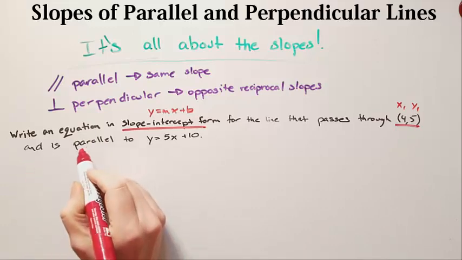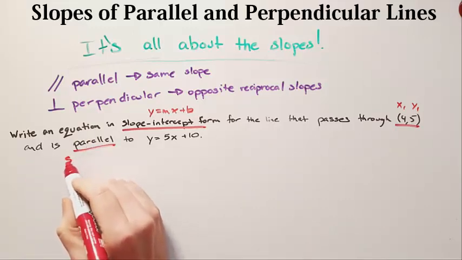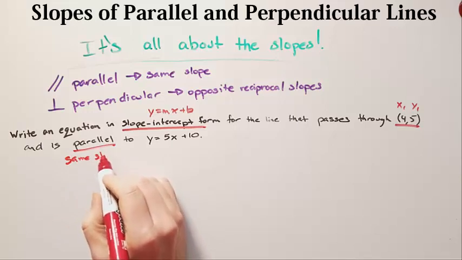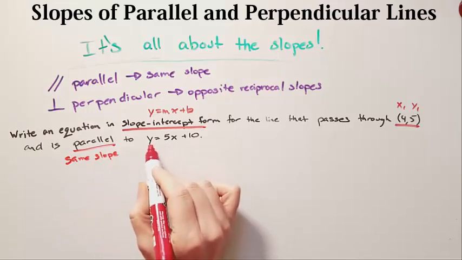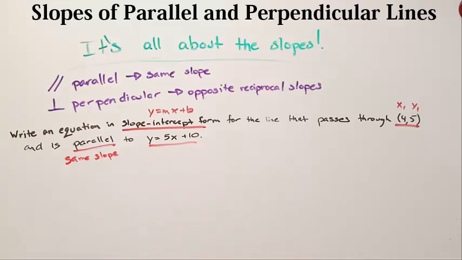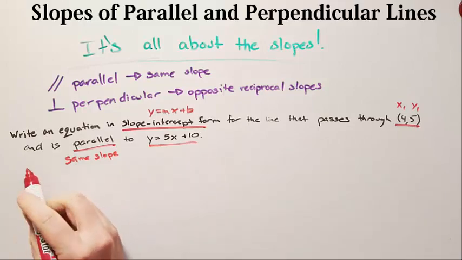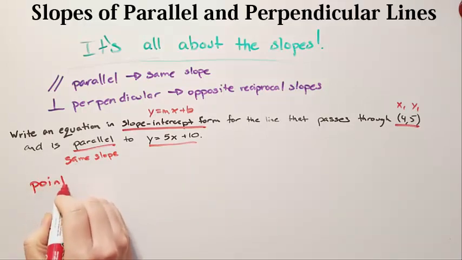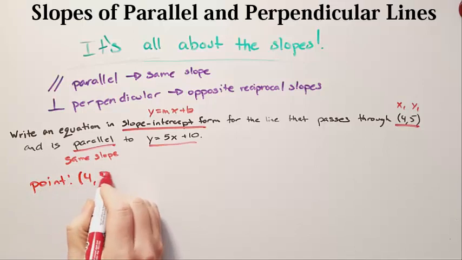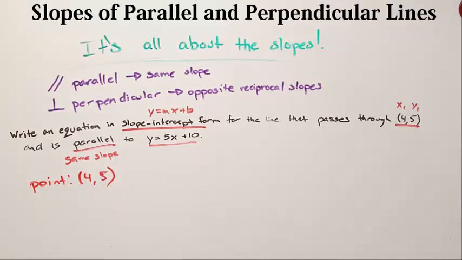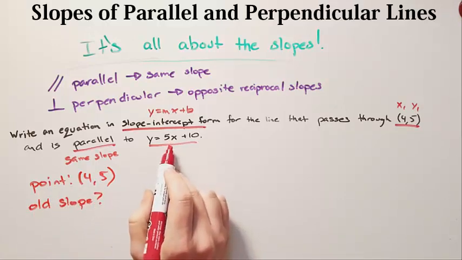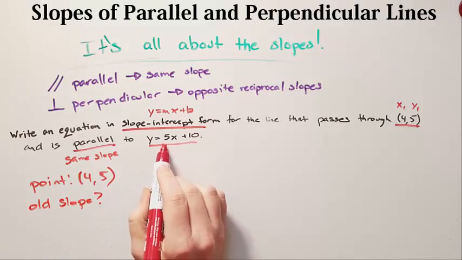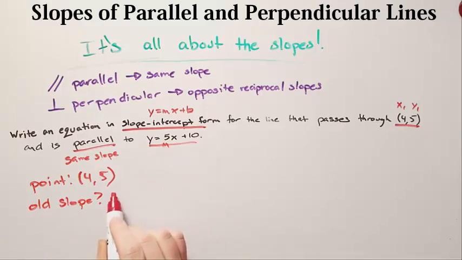And then it needs to be parallel. If it's parallel, then I know that I need the same slope. And this is the equation it needs to be parallel to. So they give us a point. They gave us the point 4, 5. And I need to figure out what slope to use. So our old slope was what? They gave us this equation. Our old slope is the number in front of x, so our old slope is 5.